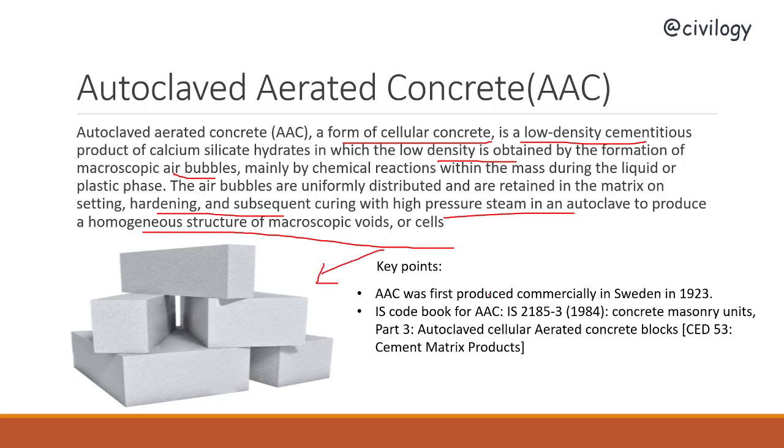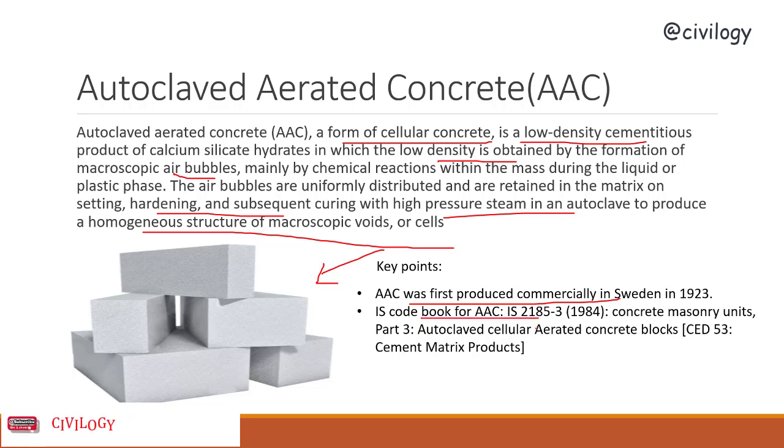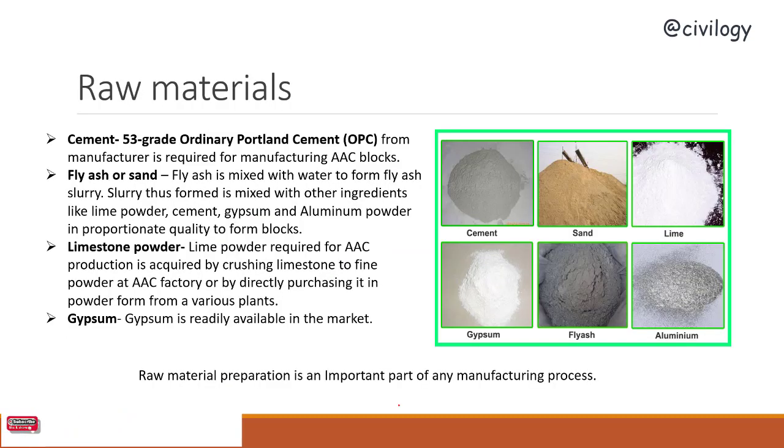Okay, the key points are: AAC was first produced commercially in Sweden in 1923. The IS code for AAC is IS 2185. Raw materials used for the manufacturing are cement, sand, lime, gypsum and fly ash, also aluminium.